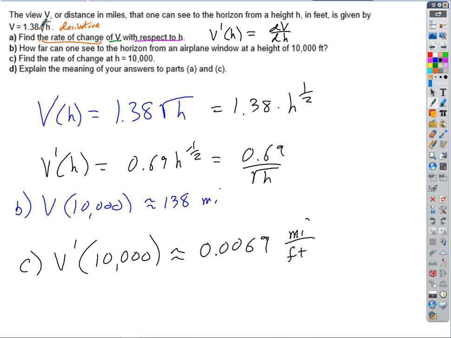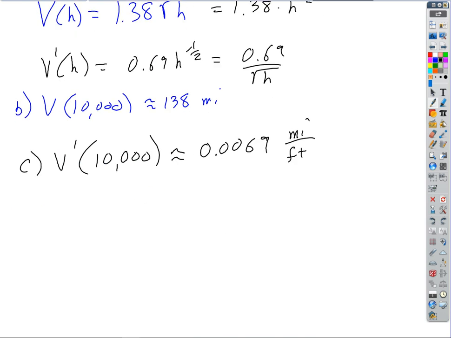right? Now, if that number were lower, then that means that I'm lower down to the ground. If I plug in a different value, like let's just plug in 100 instead of 10,000 and make a comparison. V prime of 100 is roughly equal to 0.69 over 10, right? The square root of 100 is 10. So I'd get 0.069 miles per foot.